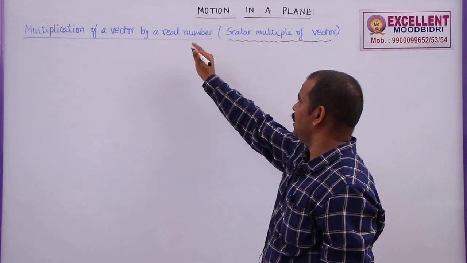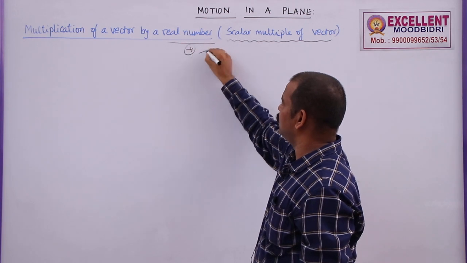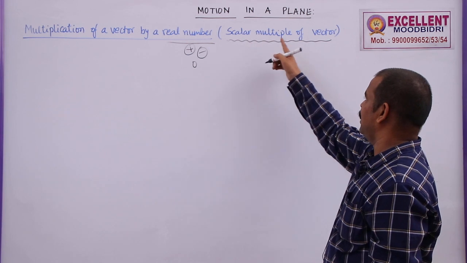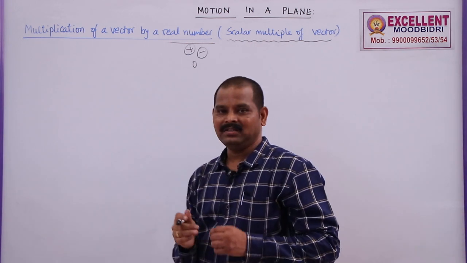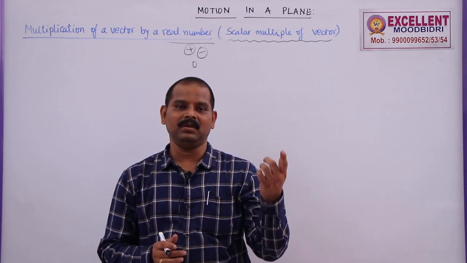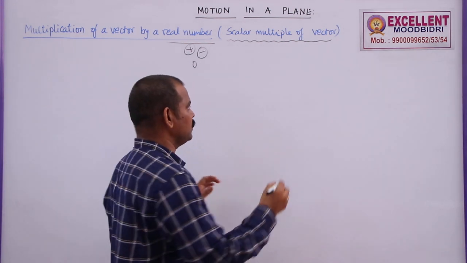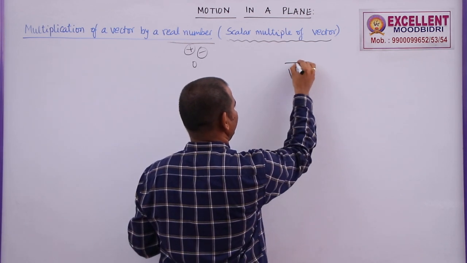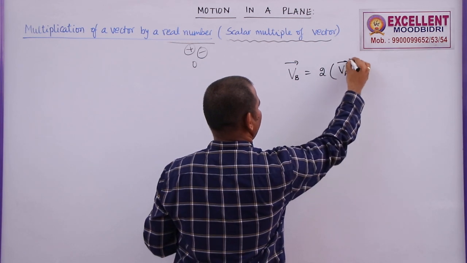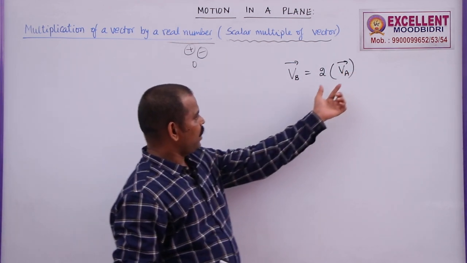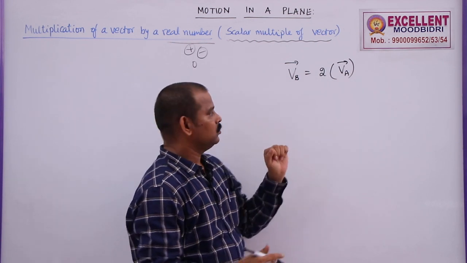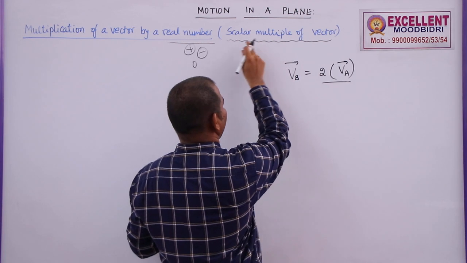Multiplication of a vector by a real number, it may be positive or negative or may be 0. Now, that is also called scalar multiple of a vector. While solving some problems, let us say the velocity of car B is double that of car A. That means, velocity of car B, that is VB bar, is twice the velocity of car A. In this, what we are doing? We are multiplying velocity of car A with a number 2. So, this is called a scalar multiple of a vector.